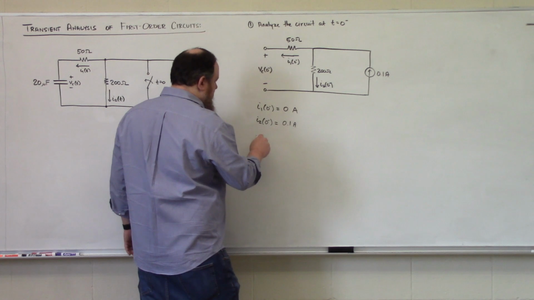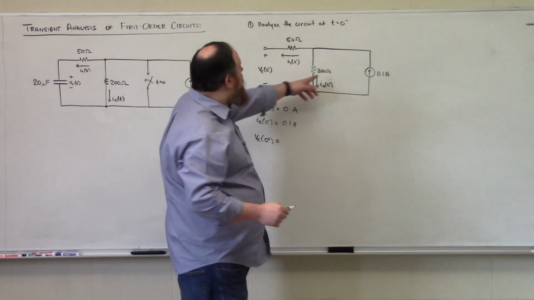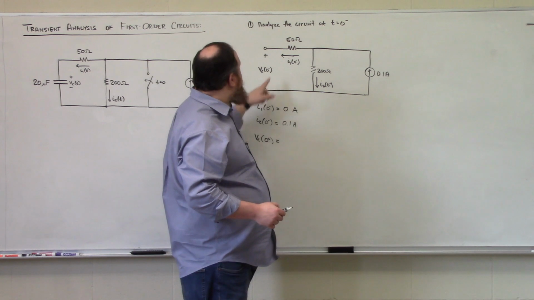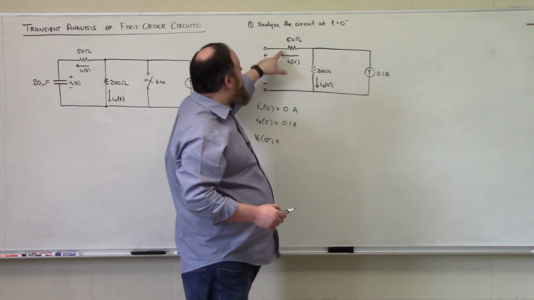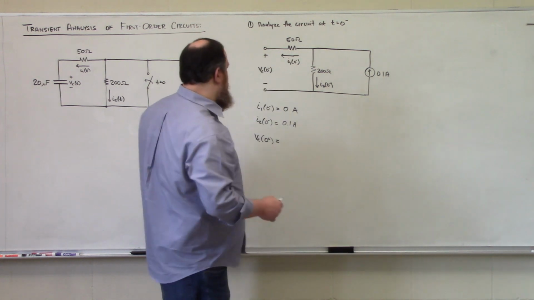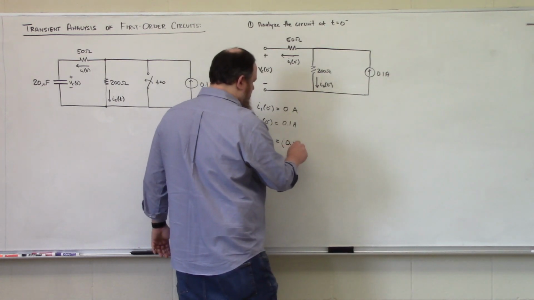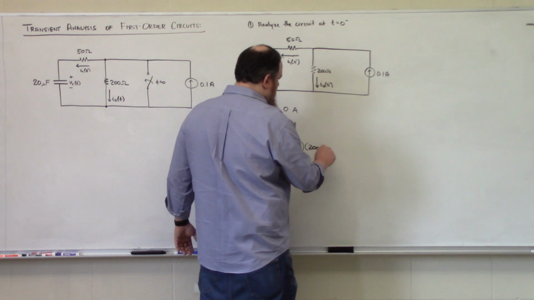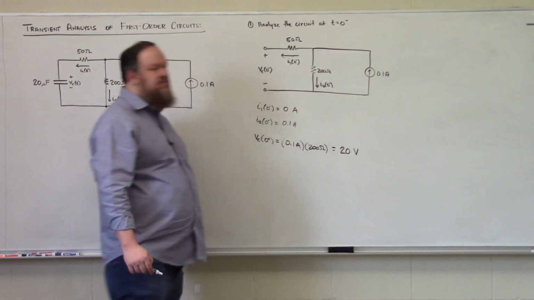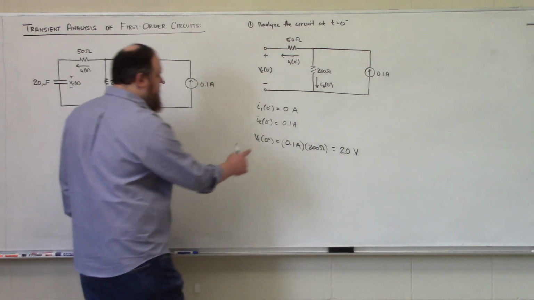Lastly, we see that VC at 0 minus will be equal to the voltage drop over the 200 ohm resistor, right? If we wrote a Kirchhoff's voltage law equation, since no current flows through the 50 ohm resistor, there's no voltage drop over the 50 ohm resistor, and so VC is equal to the voltage drop over the 200 ohm resistor, which is 0.1 amps times 200 ohms gives us 20 volts. And we've gotten all three pieces of information that we need to find for t is equal to 0 minus.